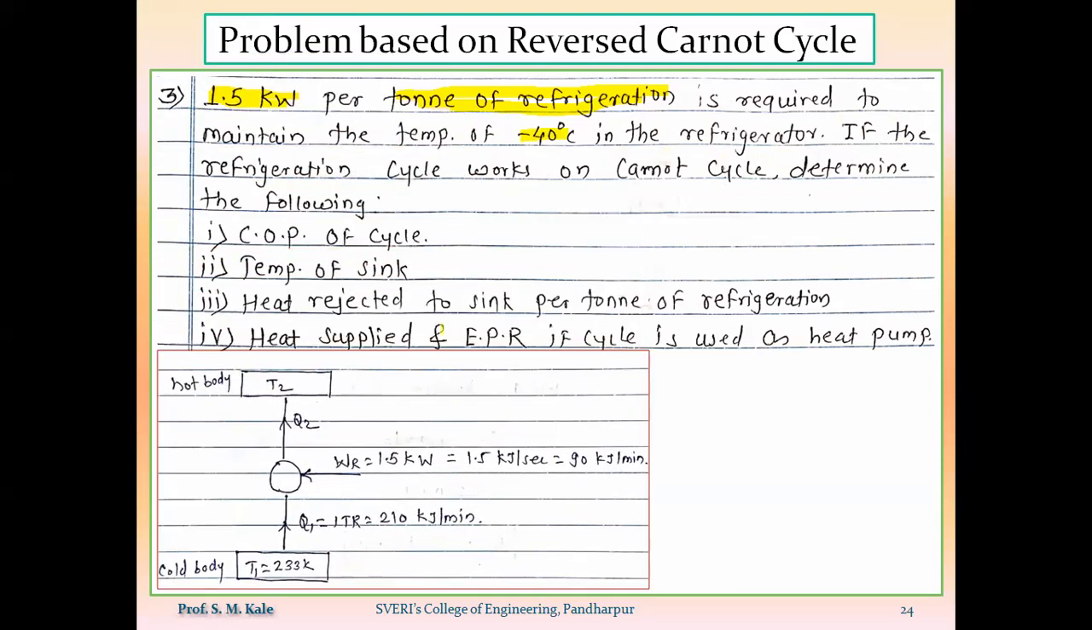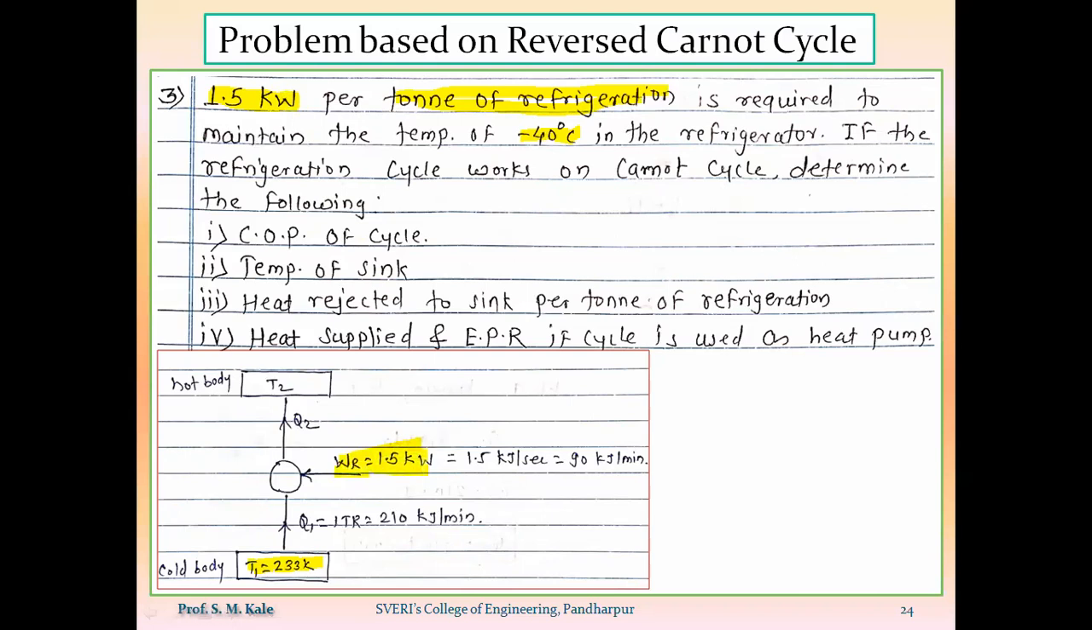So here, first of all, minus 40 degrees centigrade, that is 233 Kelvin. So here the value of T1 will be equal to 233 Kelvin. That means the lower body temperature is nothing but 233 Kelvin. And here, how much work do we require to supply? 1.5 kilowatt amount of work we require to supply to the system.